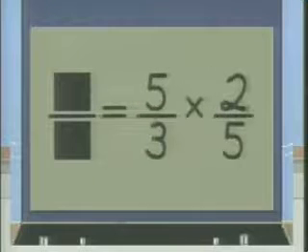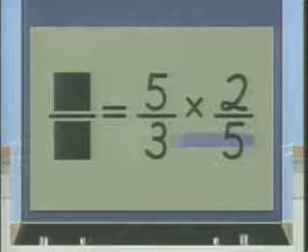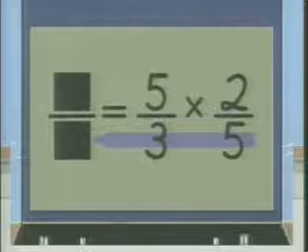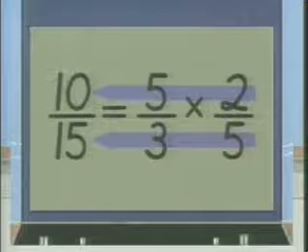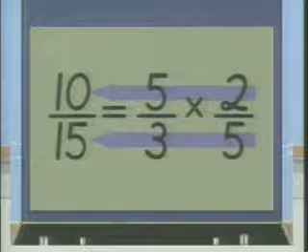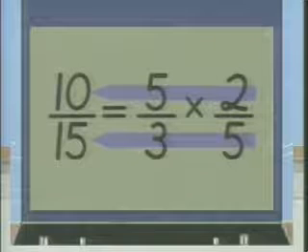New problem. 5/3 times 2/5. Let's multiply on the bottom first. What do we get? Yes, 15. And what do we get on the top? Yes, 10. So 5/3 times 2/5 equals 10/15.